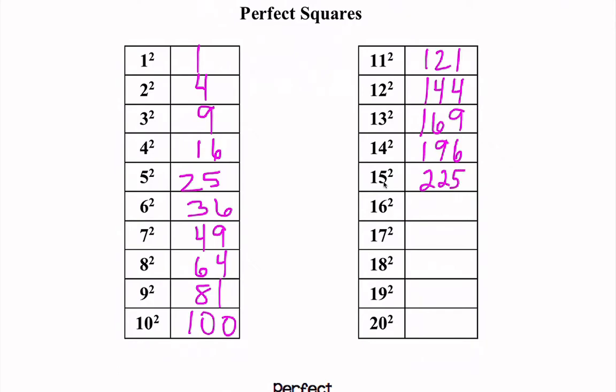16 squared is 256. 17 squared is 289. 18 squared is 324. 19 squared is 361. And 20 squared is 400. So each of these numbers that we filled in are perfect squares because you can take the square root of them and get the whole number. So the square root of 9 is 3 because 3 times 3 is 9. The square root of 225 is 15 because 15 times 15 is 225.